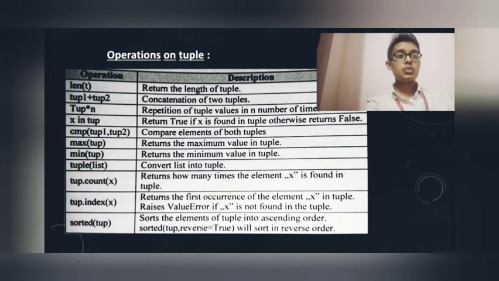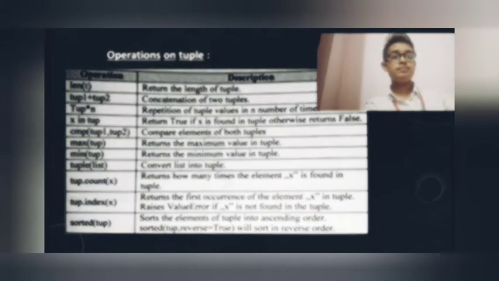Next one, sorted of tuple. It sorts the elements of the tuple into ascending order. If we want to sort in reverse order, we have to use sorted of tuple comma reverse is equal to true. It will sort in descending order.